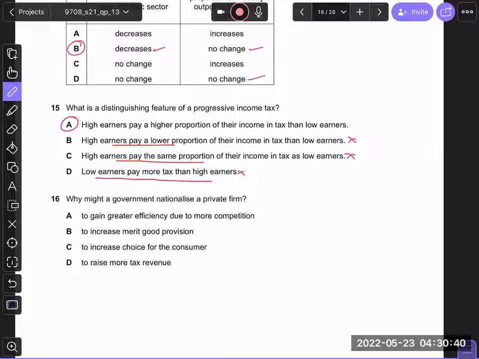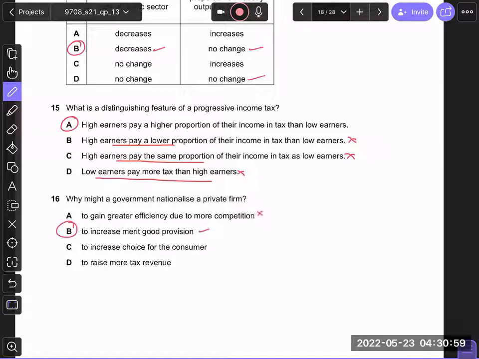Why might a government nationalize a private firm? गवर्नमेंट नेशनलाइज क्यों करेगी किसी प्राइवेट फर्म को? To gain greater efficiency due to more competition, to increase merit good provision, to increase the choice for the consumer, to raise the tax. So the only correct option is B, provision of the merit good.